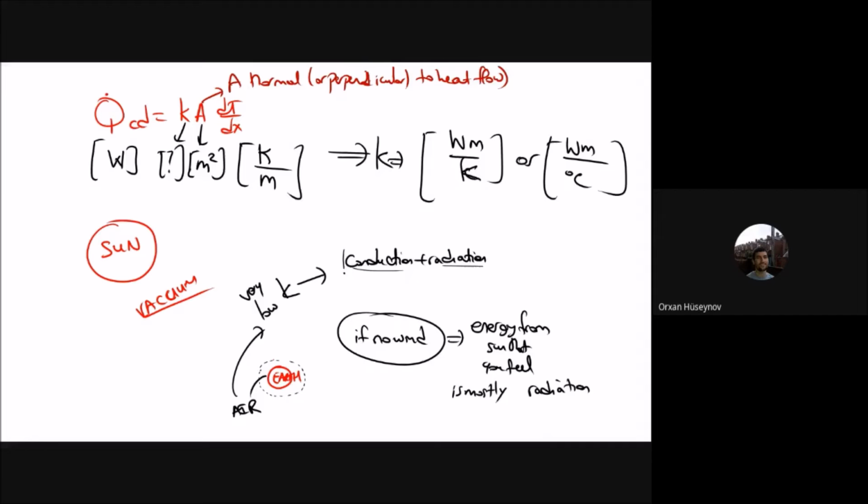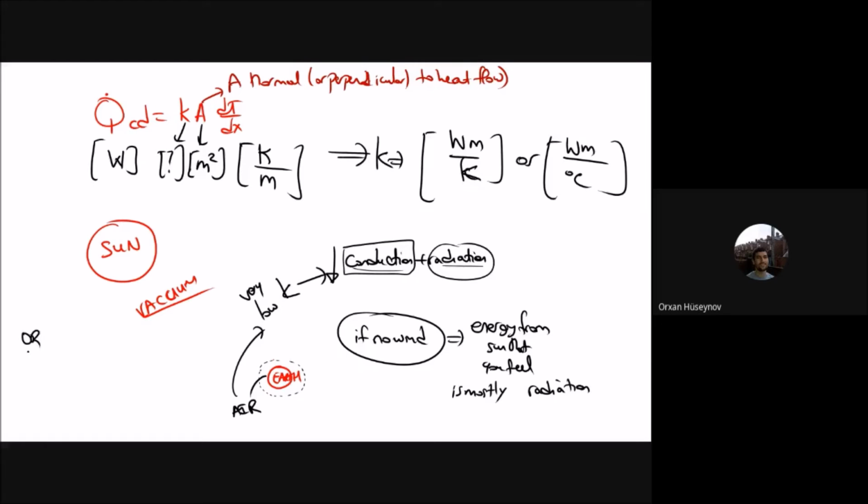But since the conduction part is very, very small, and the radiation part is the important or dominant part, the energy that you feel from the sun, the energy that comes to you, is only by radiation. The conduction part is very small.